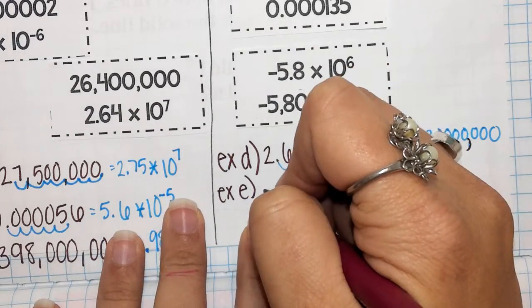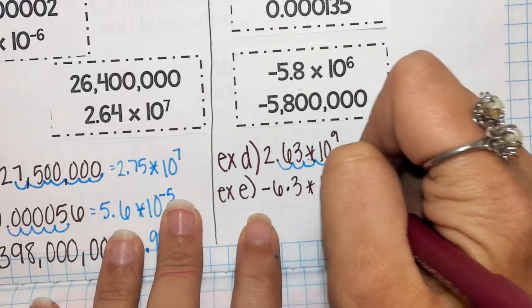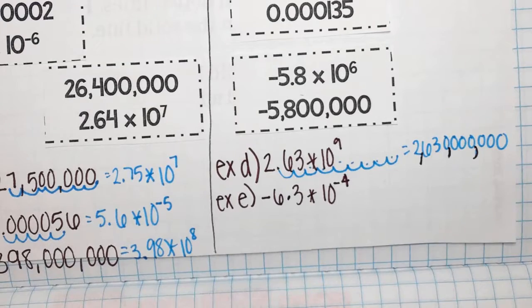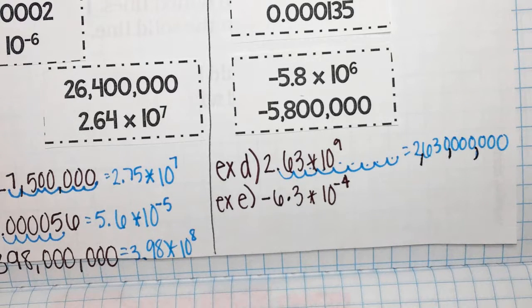Let's throw a negative out there and go crazy. Negative 6.3 times 10 to the negative 4. Are we doing this now? Would you like to do it on your own? Yes. Do it on your own. Give it a try. You can do it. Persevere in the face of danger.